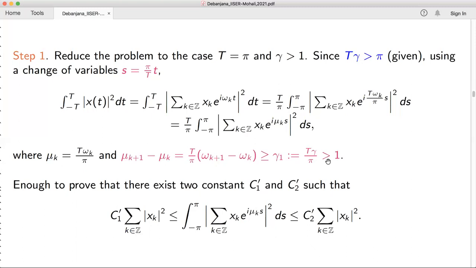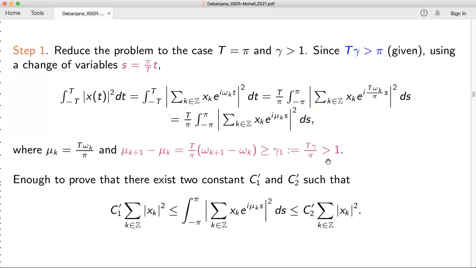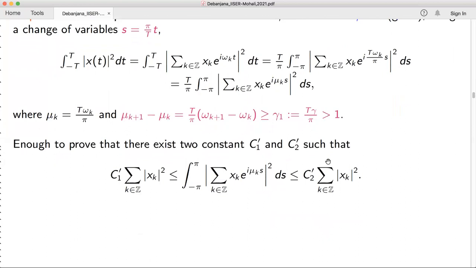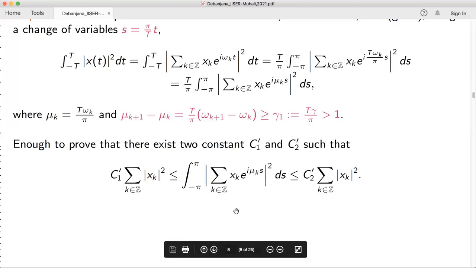Okay, so once we agree with these things, it is fine. It is enough for us if we prove the inequality only for the interval minus pi to pi, where that gap condition gamma 1 is strictly greater than 1. So now we will concentrate only on proving this inequality in the interval minus pi to pi.